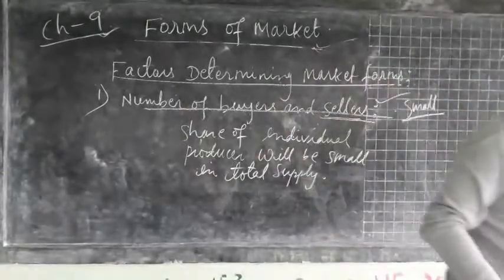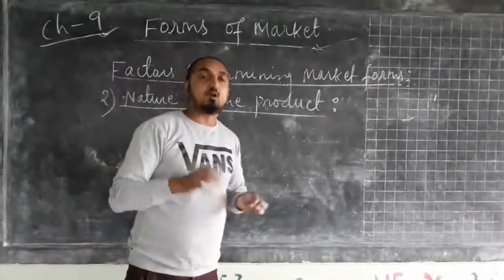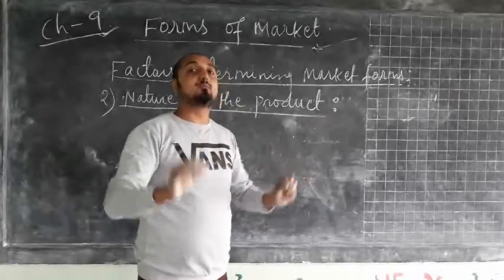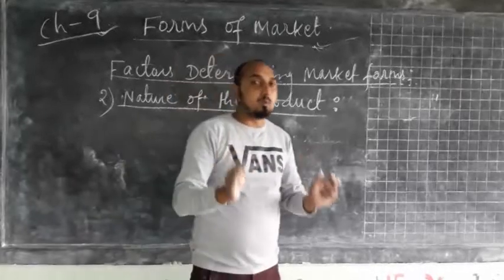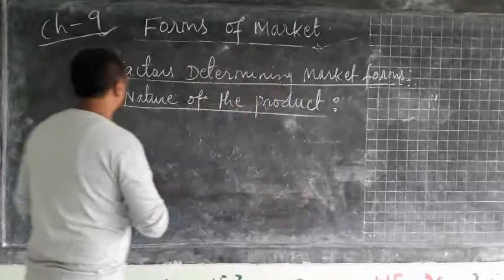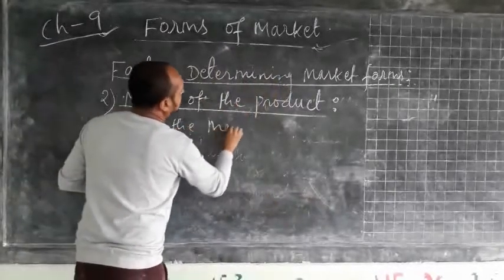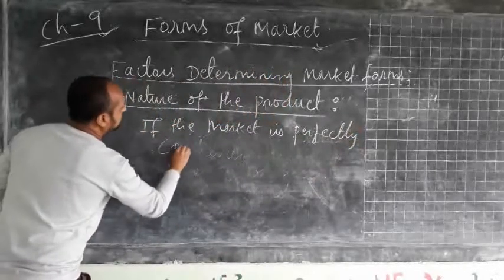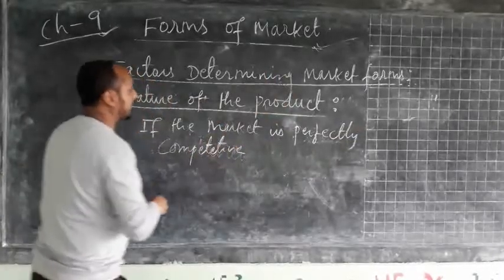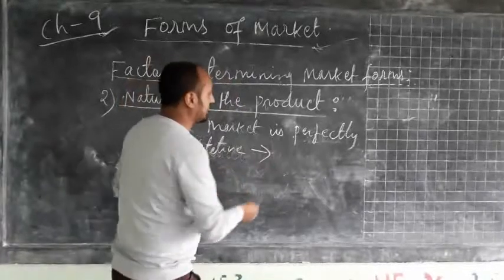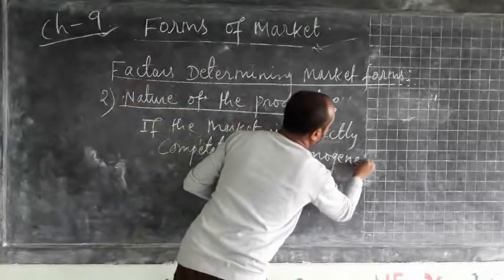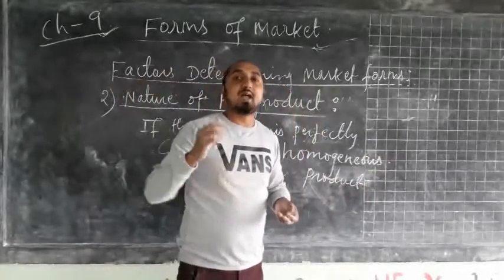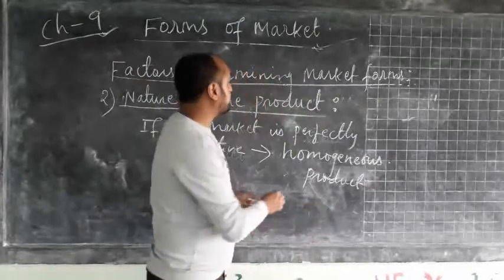The second factor that determines the different forms of market is the nature of the product. In the case of a perfectly competitive market, the nature of the product will be homogeneous. So if the market is perfectly competitive, then the product available in the market will be a homogeneous product. And what is a homogeneous product? Products which are identical in shape, size, color, and design are called homogeneous products.